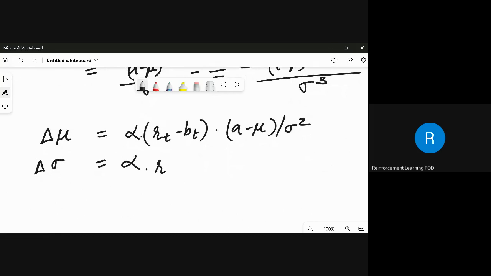And for this it will become (RT minus BT) whole square minus sigma square, divided by sigma cube.